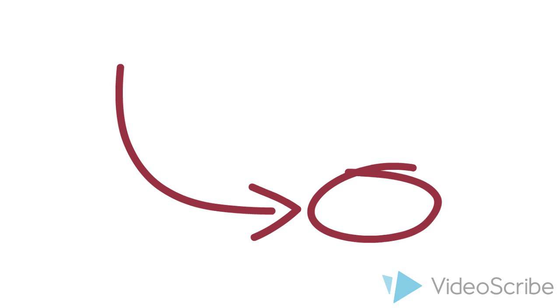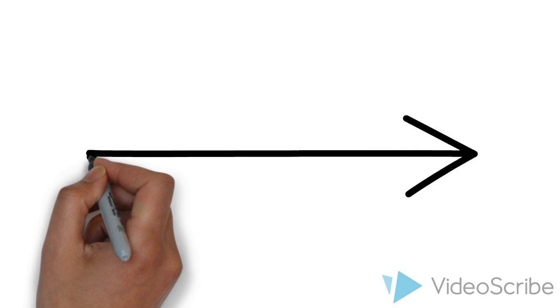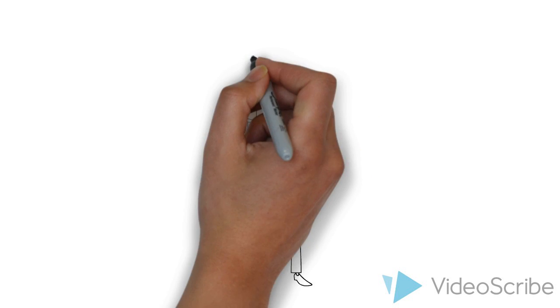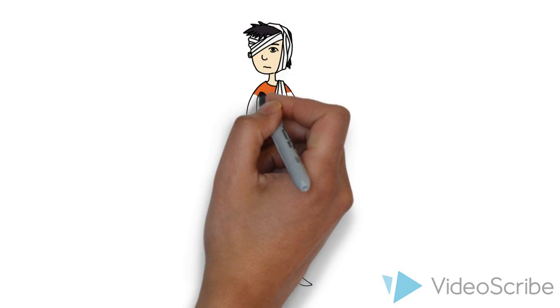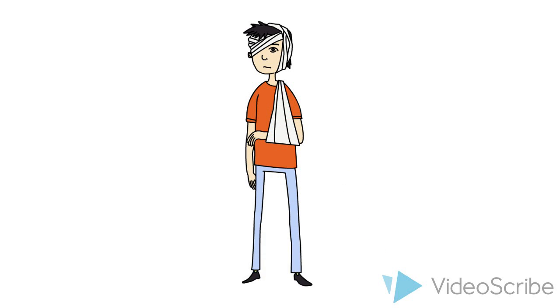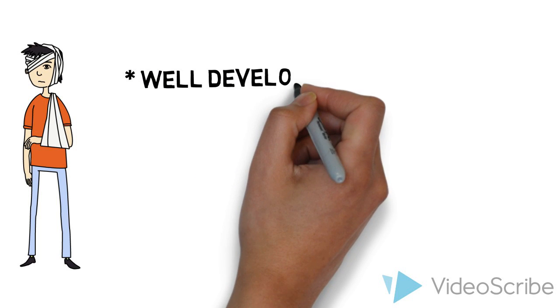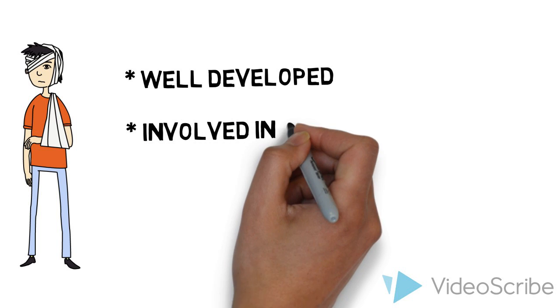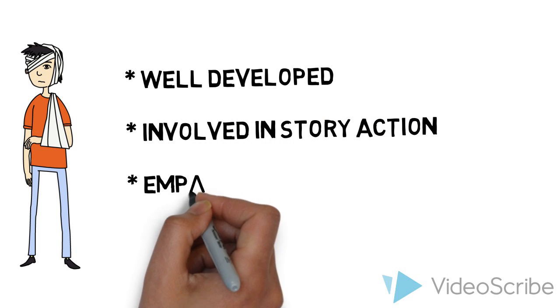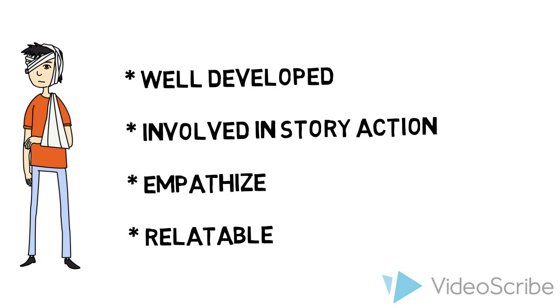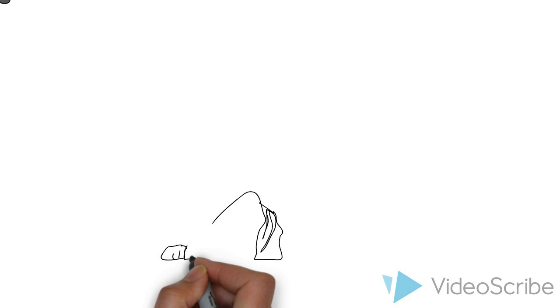Next, we have what we call round or flat characters. This way of describing characters was developed by E.M. Forster. A round character will have many layers, just as a person does. They will be well-developed and deeply involved in the action of the story. Readers will feel a connection with a well-developed character. Our reader will empathize with the character because they can relate to what the character is going through.